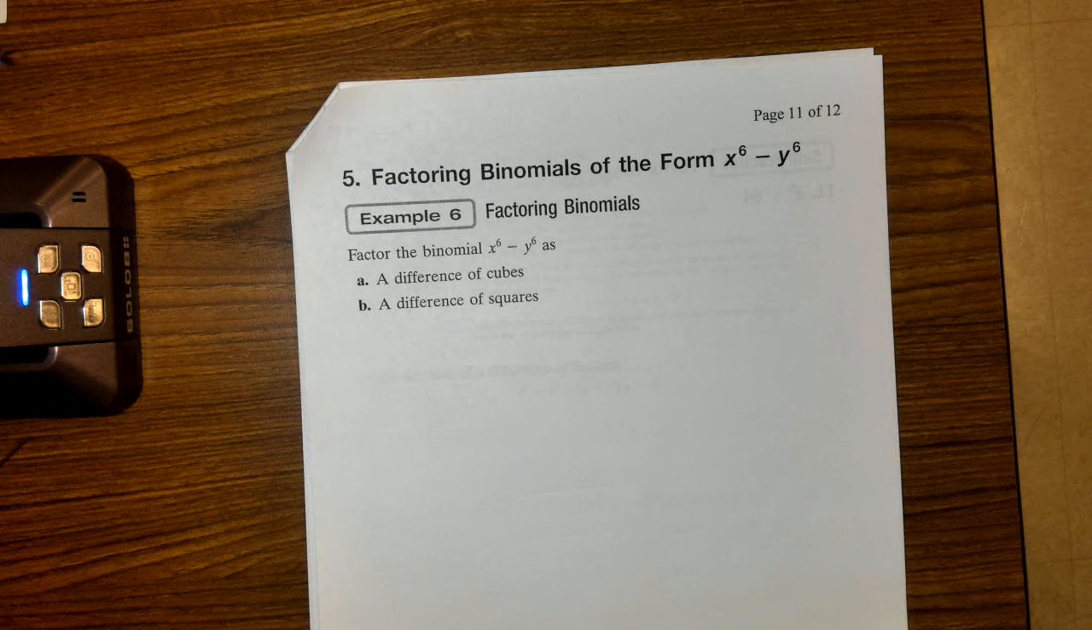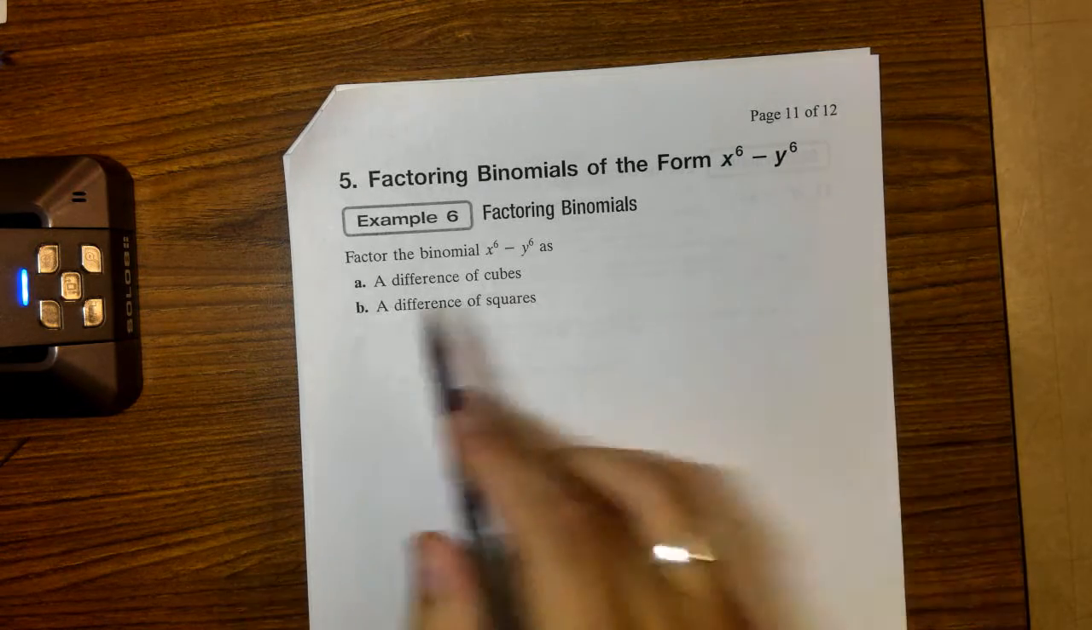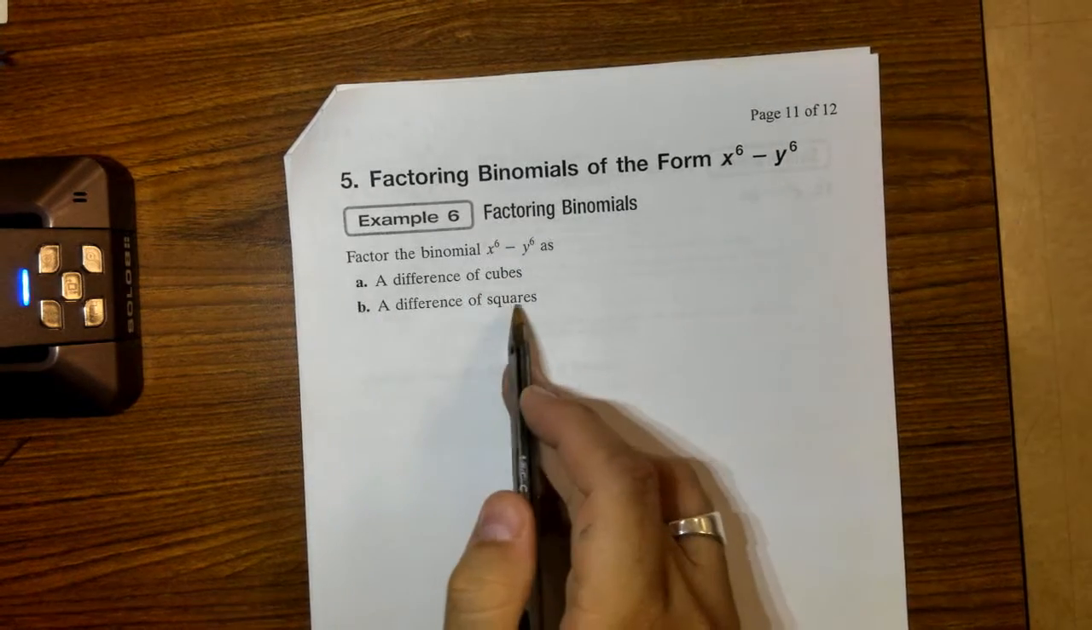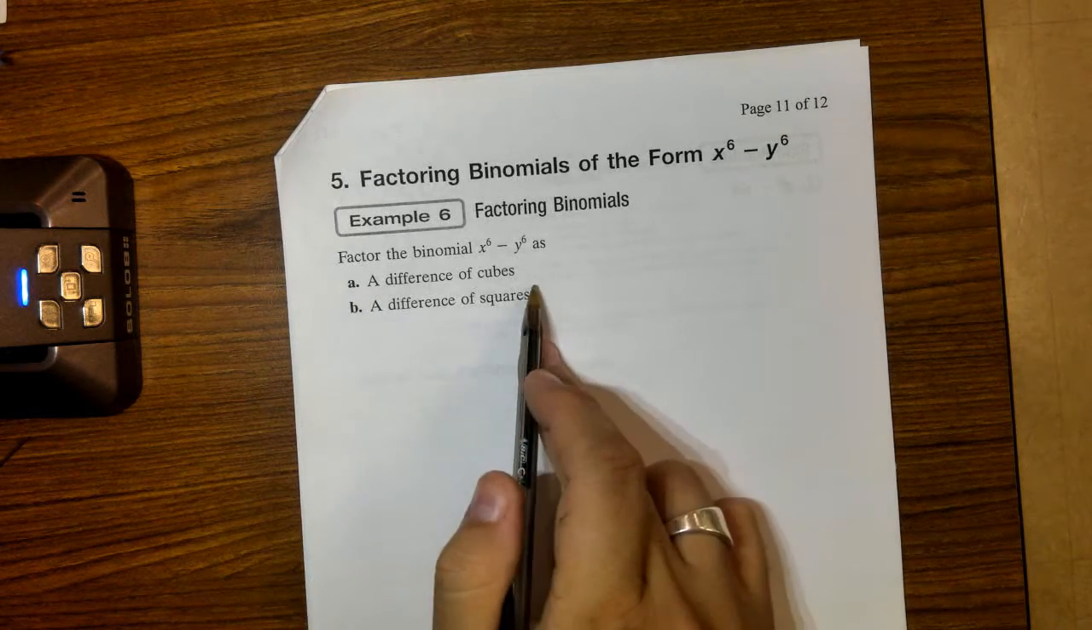Example 6a is going to be a very special binomial, x to the 6 minus y to the 6, and it's going to be special because it can be factored as a difference of cubes, and it can also be factored as a difference of squares. So we're going to start with example 6a first, the difference of cubes.